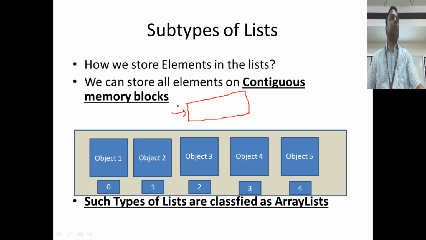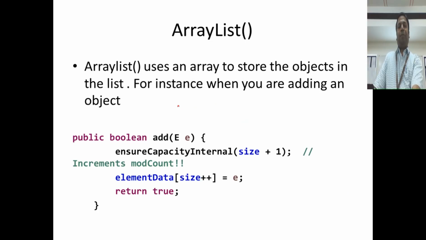If your process wants to hold all these objects, first it should look for a block of memory wherein it can put all these things together. Till that block is available, it should wait. So it's not write optimized, it's read optimized. That is what an array list is. An array list is a type of a list.